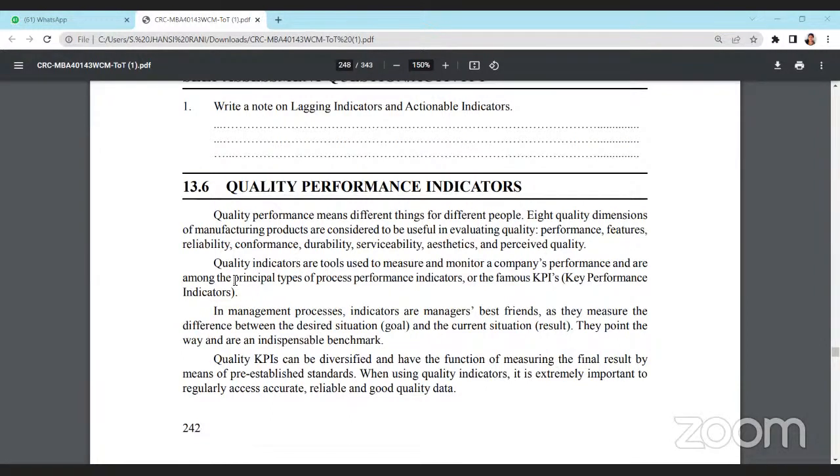And when we talk about quality performance, we look at how they're performing, what features they have, what reliability they're putting into it, and also durability, serviceability, aesthetics, and perceived quality.